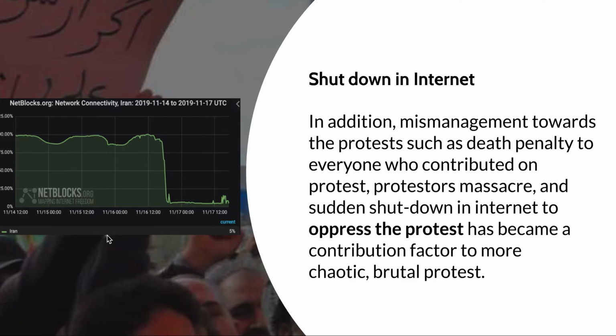Mismanagement towards the protests, such as the death penalty for everyone who contributed to the protests, massacre, and most importantly, the sudden shutdown of the internet. It was deliberately done by the Iranian government to suppress the protest and soothe the violence. However, it ironically became a contributing factor to more chaotic, brutal protests.